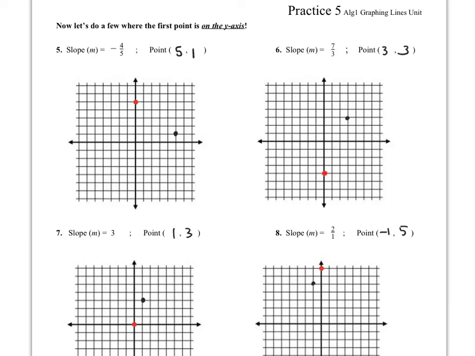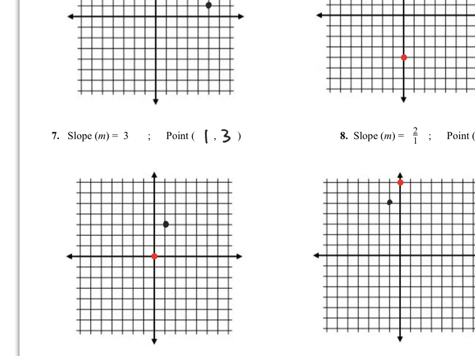So on example 6, my vertical change was 7 and my horizontal change was 3, which landed me on point (3, 3). On example 7, this one's a little bit different since my slope isn't a fraction like all of the other ones. But what you could do is make it into a fraction without changing its value by putting it over 1. And so this would mean a vertical change of 3 and a horizontal change of 1, landing on the point (1, 3).